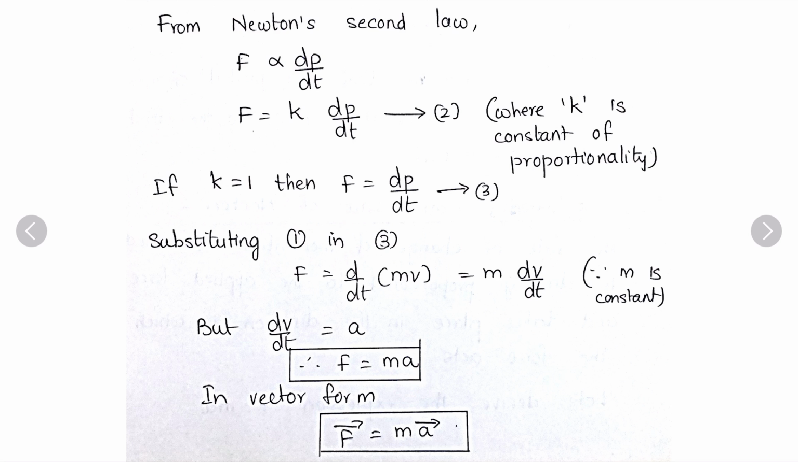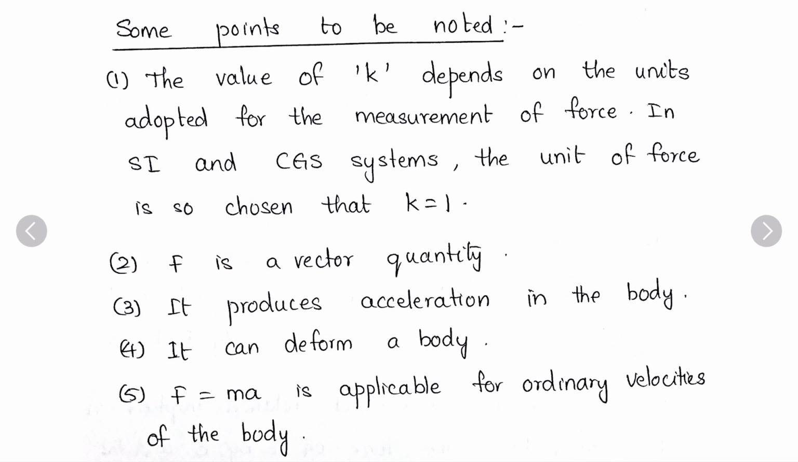We have to write it in the vector form. F bar is equal to m into a bar. Now, this is our Newton's second law. After that, let's note some points.